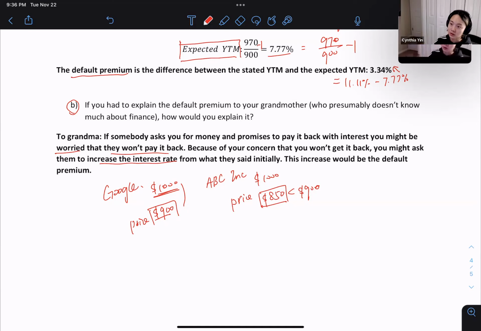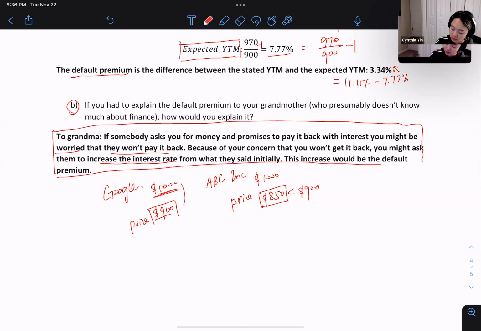So it's just a more detailed illustration of this paragraph. If someone asks you for money and promises to pay back, but you don't think they can do that, you will ask them to increase the interest rate. It's equivalent to decreasing the price, because the less you pay today, the higher the yield to maturity, or the higher the interest rate you're going to get. So you require them to increase the interest rate, meaning that you want to pay less today. And that increased interest part is the default premium.